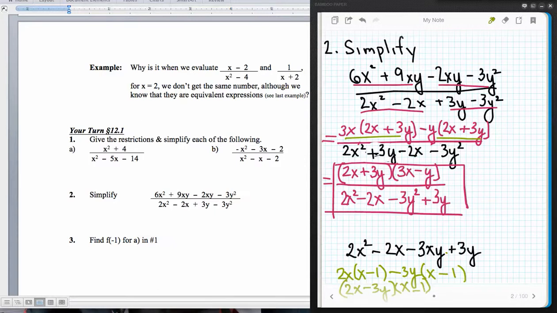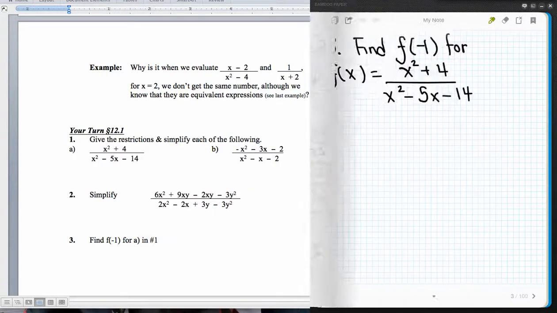Now this one, obviously we can't find a domain because this is not a polynomial expression, right? It is actually an algebraic expression over an algebraic expression. It has more than one variable. All right, moving on to example number 3 here.